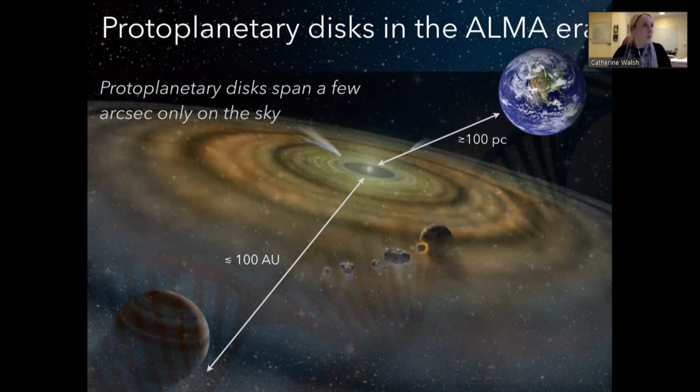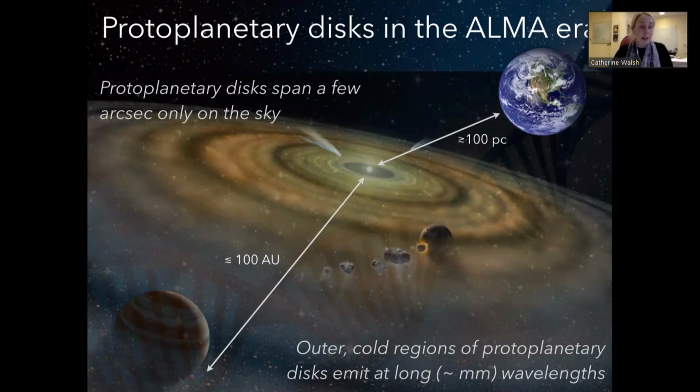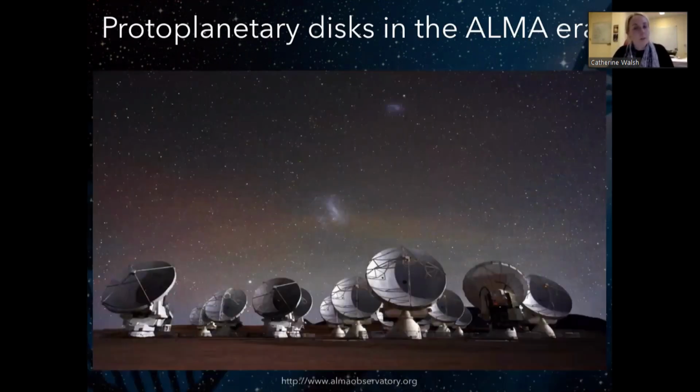This is just a little cartoon to demonstrate why that's difficult. So disks are on the order of a few hundred astronomical units in size, and the nearest ones are of the order of about 100 parsecs away. And that means in astronomical terms, they're actually really tiny objects. They only span a few arc seconds on the sky. So if we want to map what the dust continuum and molecular line emission looks like, we need sub-arc second resolution, which is what ALMA gives us. Further to that, the outer cold regions of disks also emit predominantly at long wavelengths. So we need a telescope that can see, at sub-arc second resolution with high sensitivity, that emission from the outer regions of the disk. This is what ALMA gives us.